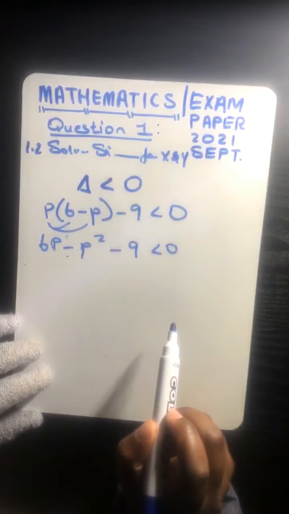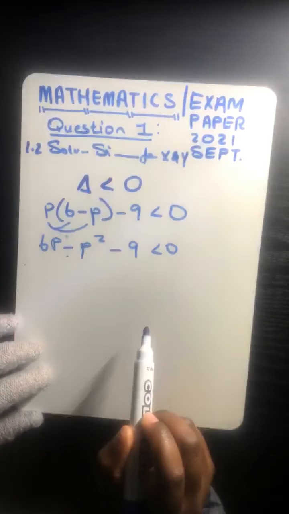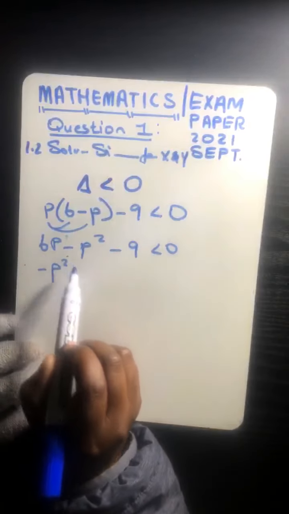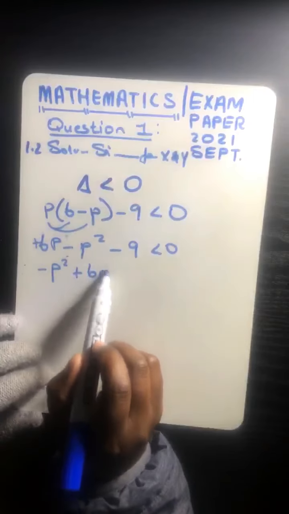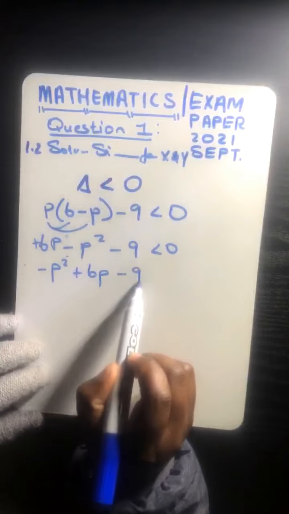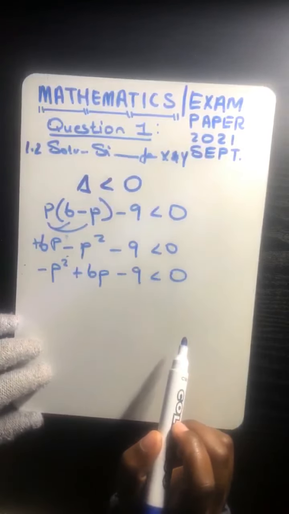Then from there, you can try to rewrite this in the standard form. What are you having there? You have negative p squared. Can you see it's a plus there? So this is plus 6p. And then from there, what are you having there? You have negative 9 less than 0. But most importantly, remember determination.